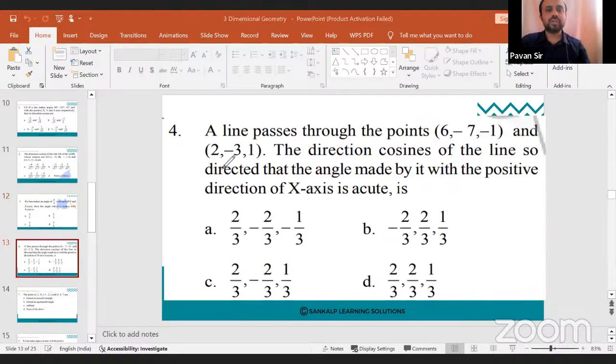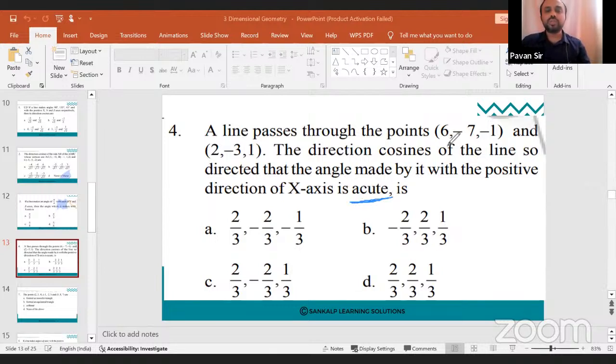Yes, next question. A line passes through the points (6, -7, -1) and (2, -3, 1). Find the direction cosines of the line so directed that the angle made by it with the positive direction of the x-axis is acute. The main hint here is that the angle with the positive direction of the x-axis is acute.